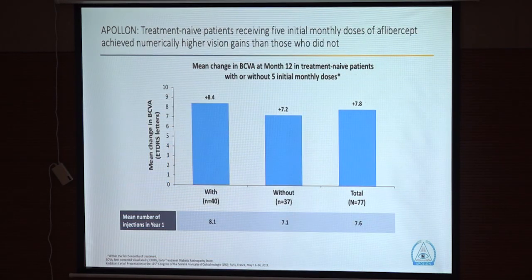So mean change in visual acuity at 12 months. Here it is again, an interesting slide. Here they have compared patients who were given 5 consecutive injections of Eylea versus patients who were not given 5 consecutive injections. They were outside protocol. It was seen that those patients who received 5 consecutive injections in the beginning performed much better compared to those who were receiving injections here and there.